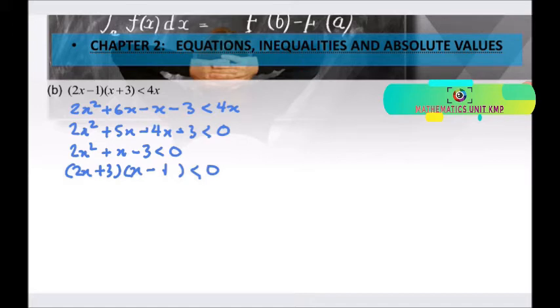Now I will show you another method that we call the table of signs. To construct the table, we need to find the roots first. 2x plus 3 equal to 0, so x equal to negative 3 over 2. And x minus 1 equal to 0, x equal to 1. So we have two roots here. Now we're going to construct the table.